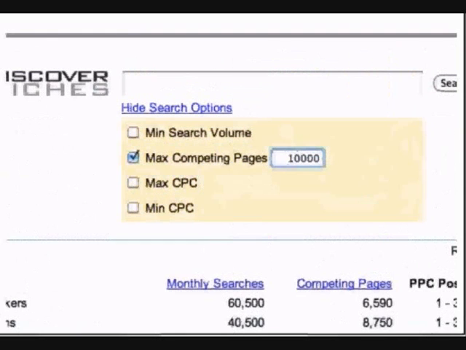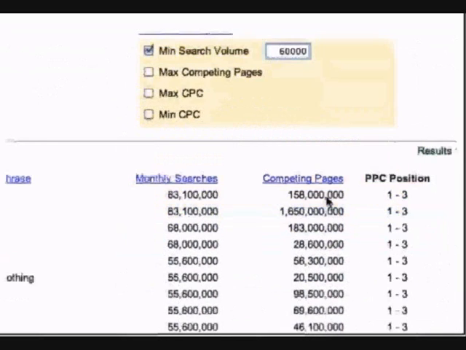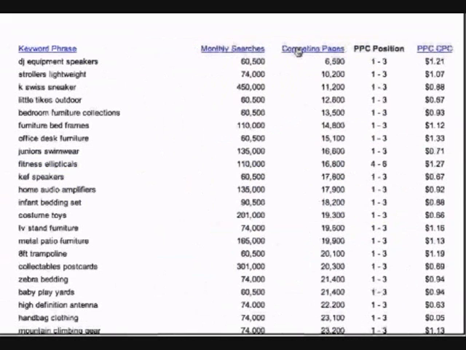Let's say that we want to go after just the huge search volumes, okay? Let's say we only want to look at something that gets more than, say, 2,000 searches a day, so 60,000 searches a month is our minimum search volume. And then let's say we want to sort that in descending order of competing pages. So now we're going to look at huge search volumes and low competition. Look at this one, K-Swiss sneakers.